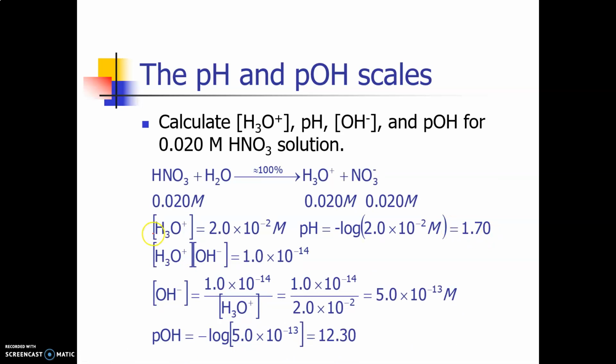And we said the concentration of hydrogen times the concentration of hydroxide equals 1 times 10 to the power of minus 14. You have this, and you have the hydrogen concentration, which is 2 times 10 to the power of minus 2. So the concentration of hydroxyl, 1 times 10 to the power of minus 14 divided by 2 times 10 to the power of minus 2, gives you 5 times 10 to the power of minus 13. That will give you the pOH just by taking the minus logarithm.